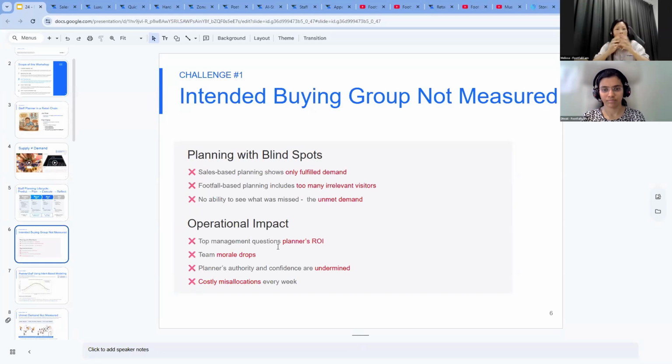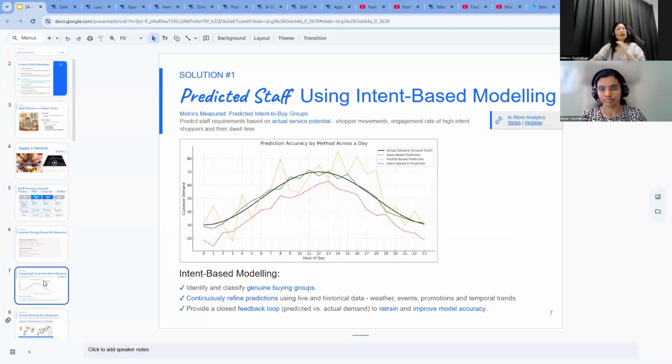Now, without the right metrics, you have no answer. And even the best plan will fail. That is why intended buying group is not just a nice-to-have metric, it is the missing link in your entire staffing model. So now let's see what the solution is. At the heart of this, the answer is very clear.